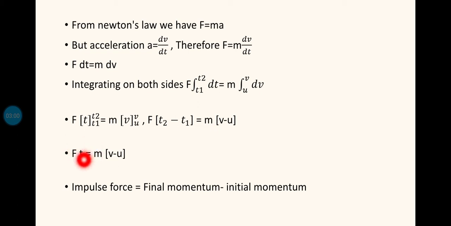On the left side, F is very large and t is very small, so the product F into t is nothing but the impulsive force. On the right side, taking m into the bracket, that means m v minus m u. Mass into final velocity is the final momentum, and mass into initial velocity u is the initial momentum. So impulsive force is equal to the change in momentum, sorry, not rate of change, it is the change in momentum.